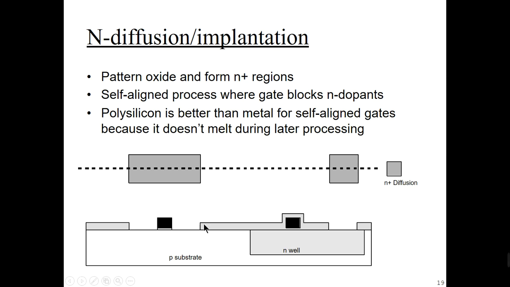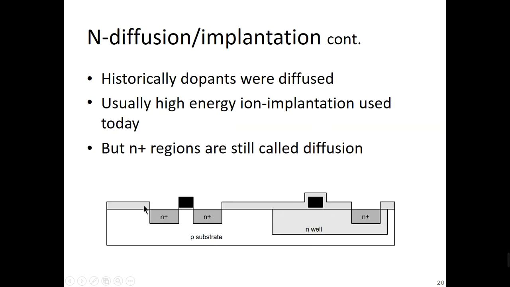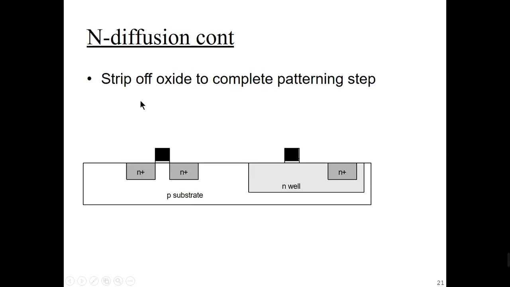And see here, this is the NMOS transistor and this is the PMOS transistor. See here, this is about the diffusion, this is N plus diffusion, and here N plus diffusion for the NMOS transistor, and this is the gate terminal, this is the source, and this is the drain. These are the three terminals for the NMOS transistor. Historically dopants were diffused, though high energy ion implantation is usually used today, but N regions are still called diffusion. Coming to the N diffusion, strip off the oxide to complete the patterning step. Here again the entire oxide layer has to be removed.